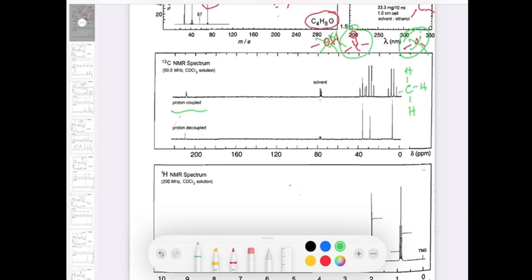And then there is another quartet, a little bit upfield, not very close, so there should be another methyl group. It may be close to some group, that's why it is a little bit upfield. And then the third one is a triplet. A triplet means you have a methylene group.